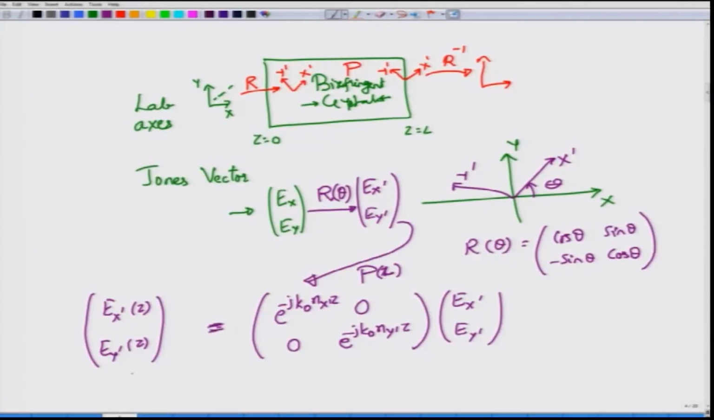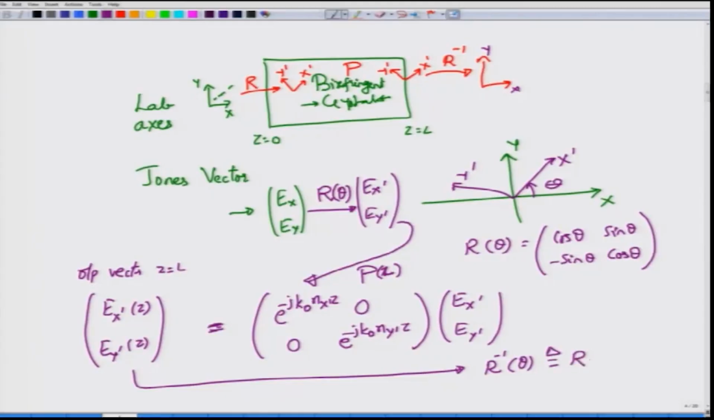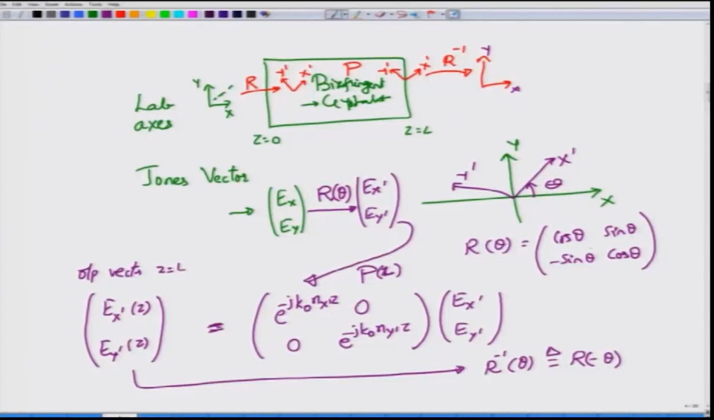Now, what is the final step? Well, you have to take this output Ex prime z Ey prime z, because this is the output Jones vector when z is equal to L, and then multiply by the inverse matrix to go from x prime y prime axis back to x and y axis. And this R inverse of theta turns out to be, you can show this one as an exercise, obtained from the same R matrix by changing theta to minus theta. When you do that, the sign of the off diagonal elements will interchange, whereas the diagonal elements would essentially remain the same, because cos of minus theta is cos theta.